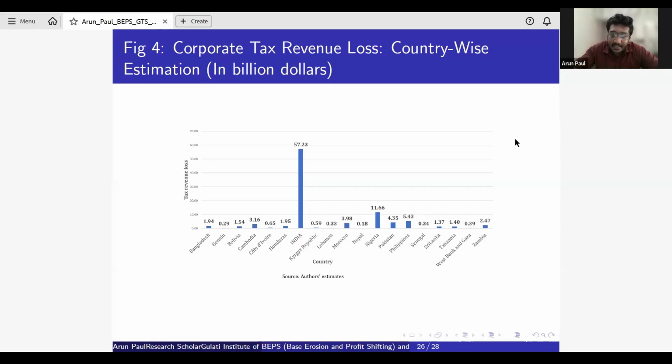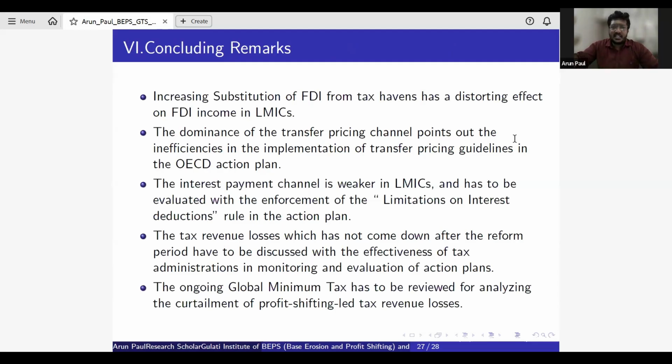India is the largest afflicted country. It is my country also. So this is the most affected country in the lower middle income country list, followed by Nigeria. India has lost around $57.23 billion from 2010 to 2022, followed by Nigeria, $11.66 billion, followed by Philippines, $5.43 billion, and Cambodia, $3.16 billion, Zambia, $2.47 billion, and Bangladesh, $1.94 billion, and $1.54 billion by Bolivia, and the remaining countries are below $1 billion.